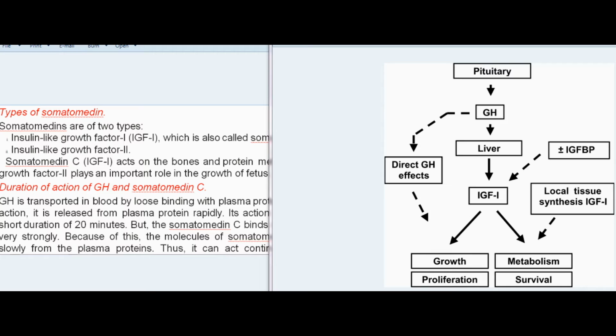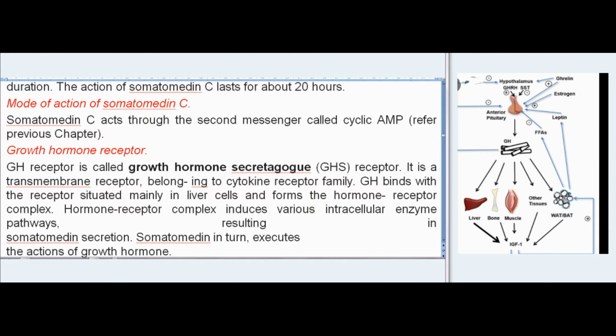Duration of action of GH and Somatomedin C. GH is transported in blood by loose binding with plasma protein. So, at the site of action, it is released from plasma protein rapidly. Its action also lasts only for a short duration of 20 minutes. But, the Somatomedin C binds with plasma proteins very strongly. Because of this, the molecules of Somatomedin C are released slowly from the plasma proteins. Thus, it can act continuously for a longer duration. The action of Somatomedin C lasts for about 20 hours.